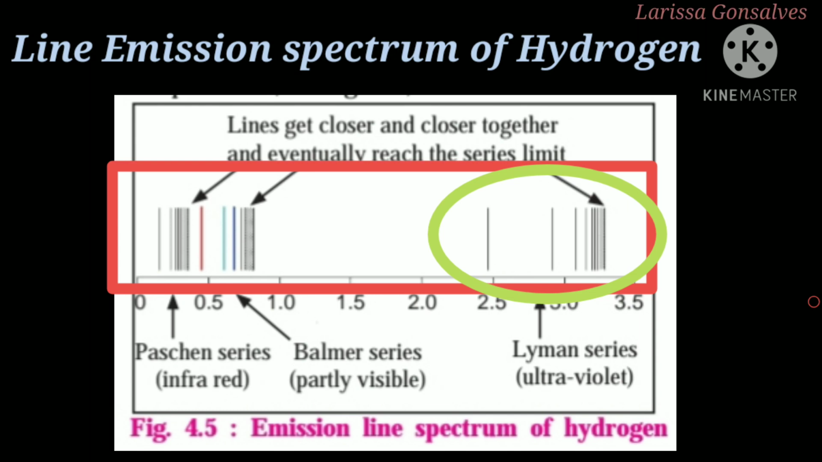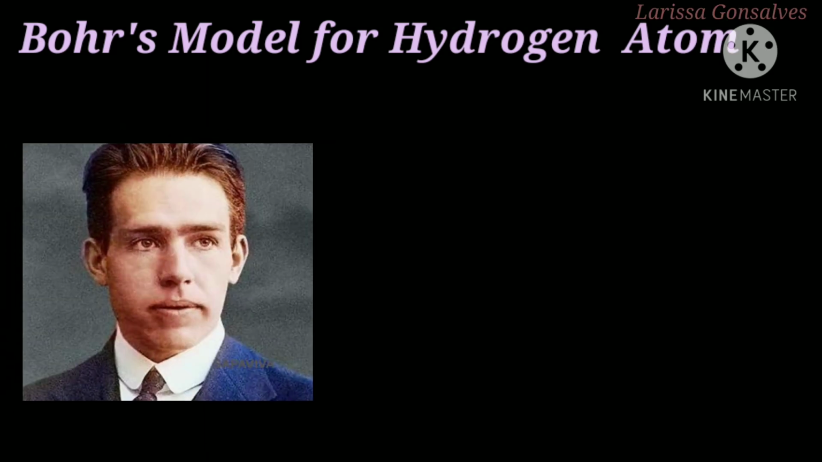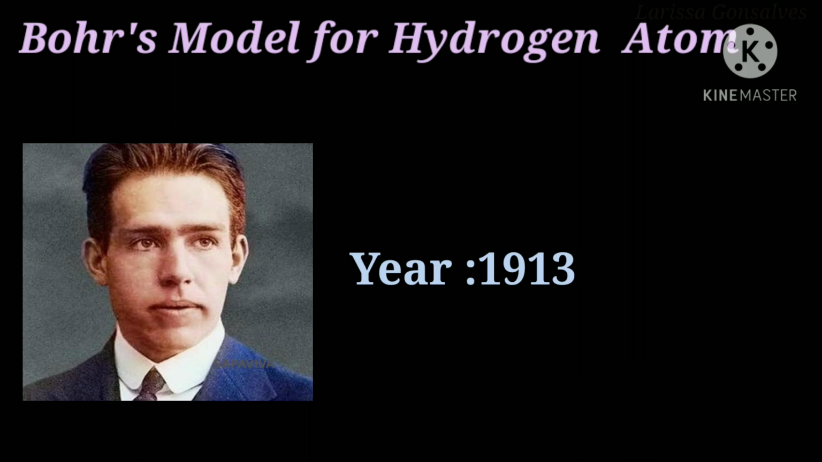Let us now study Bohr's model for the hydrogen atom. Niels Bohr in 1913 put forth his postulates about the atomic model for hydrogen. The postulates were based on quantum theory, the wave-particle duality of electromagnetic radiation and the emission line spectra of hydrogen. So Bohr's model of the hydrogen atom is based on the following postulates.